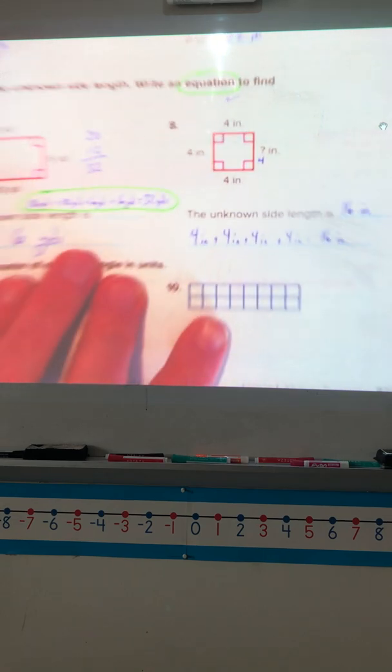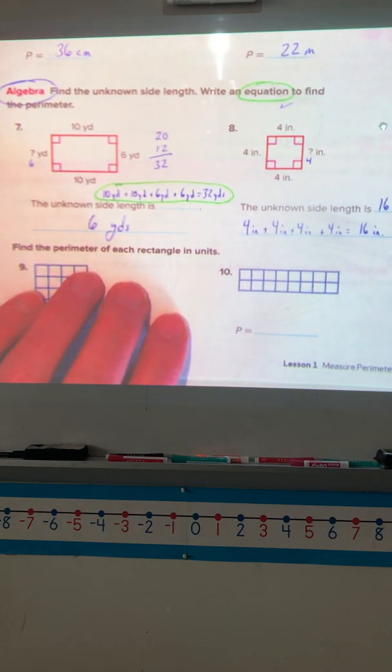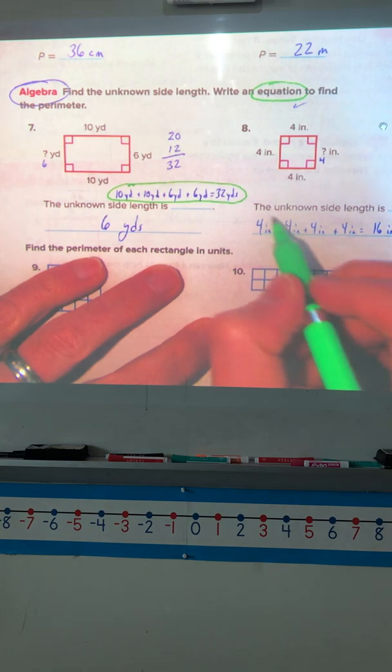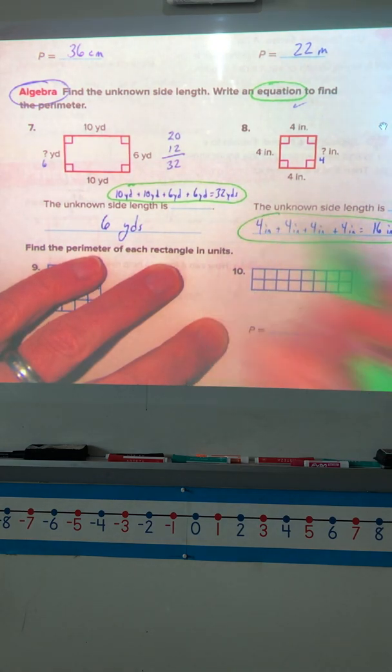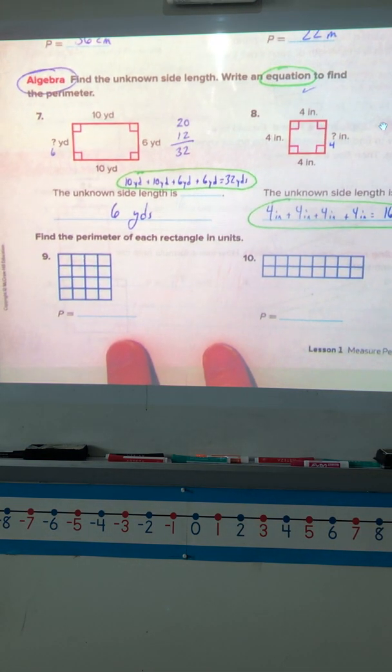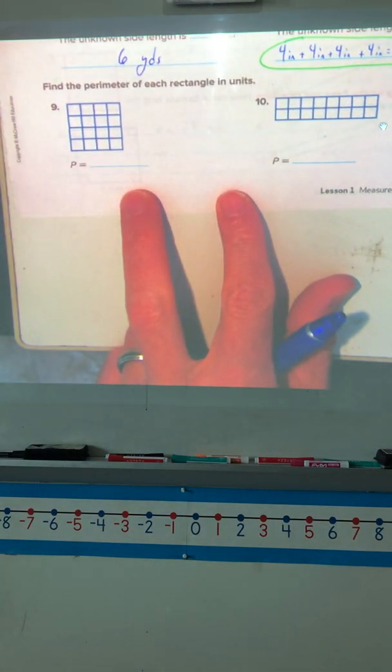Okay, take a minute. Look at 7 and 8. Make sure you have your equation. You've got to have that equation. That's where your next level of DOK comes in, where they make you create the equation. Okay? All right, let's go to 9 and 10.